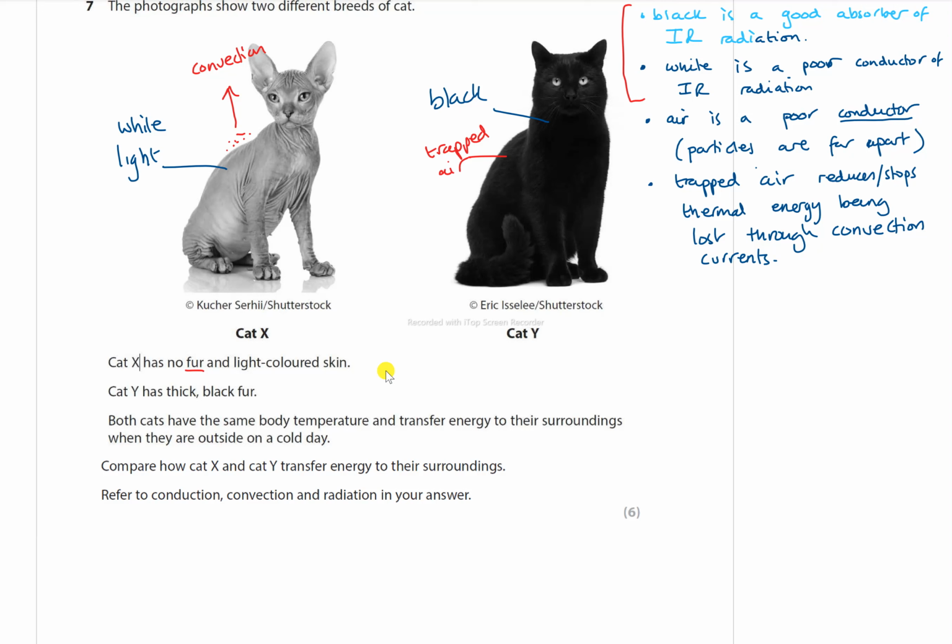Both cats have the same body temperature and transfer energy to their surroundings when they are outside on a cold day. So we know that energy is going to go that way. Compare how cat X and Y transfer energy. So we can talk about all three: conduction, convection, and radiation. Conduction is through vibration, it passes it on. Convection is the movement of, in this case, gas particles, and radiation is done through infrared.